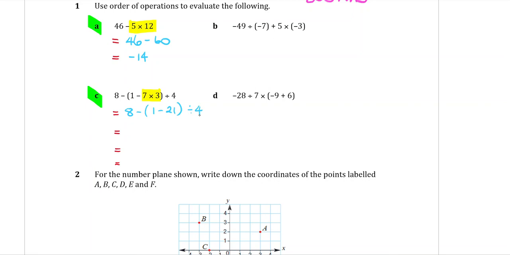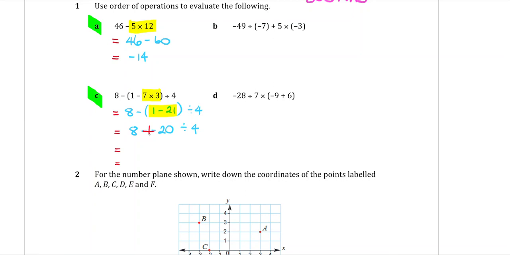Okay, I still have brackets there, which means I'm still trying to work out what's inside, so that's going to be my next step. 1 minus 21, so let's write down what's left. 8 minus 1 take away 21 is negative 20 though. So you got negative 20 divided by 4. Okay, so the 2 minuses there, you could go 2 minuses, make a plus.